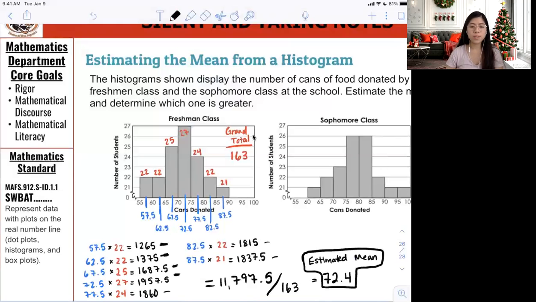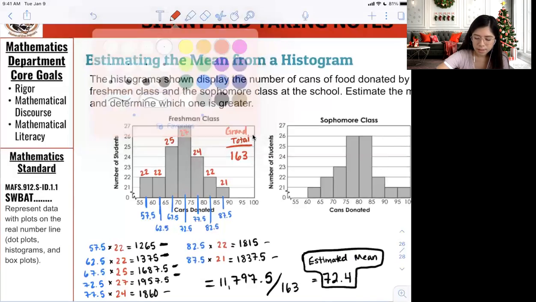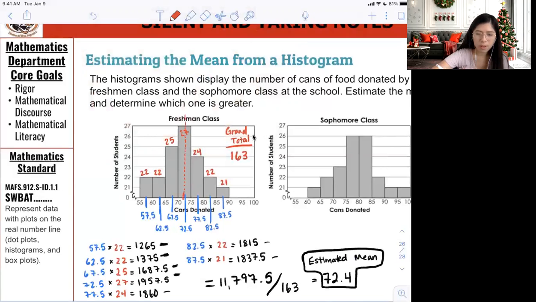And notice 72.4 is kind of right smack in the middle, isn't it? 72.4 will be somewhere right below 72.5. It's right in the middle. So it's pretty much right in the middle of all of the values.